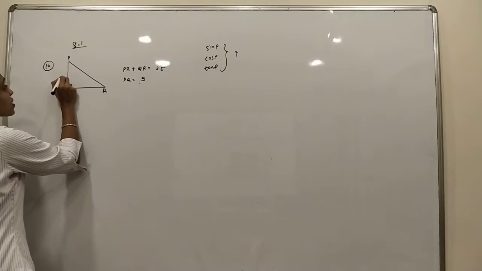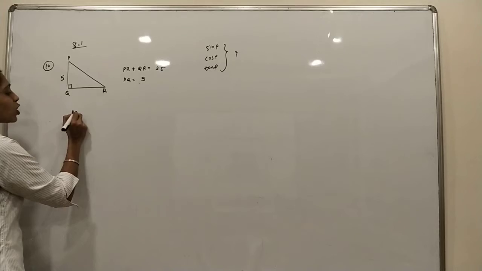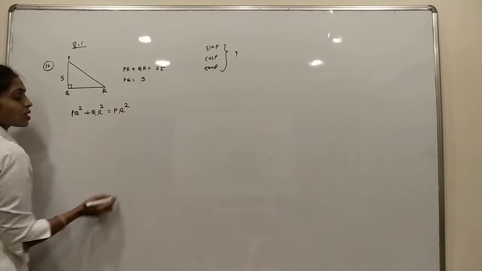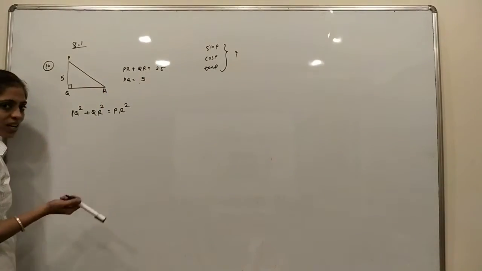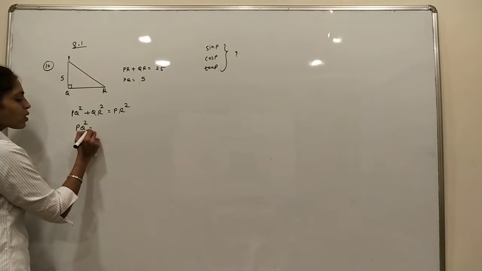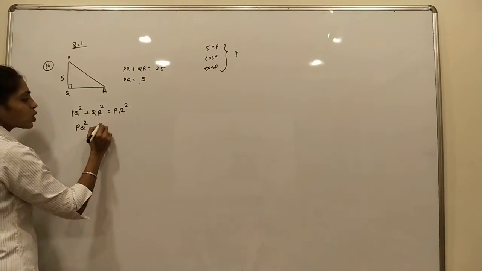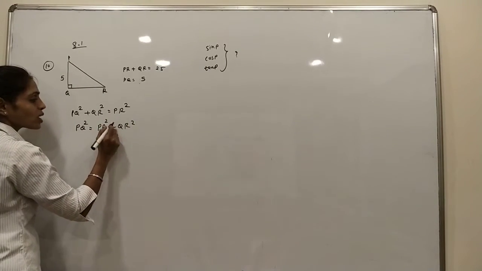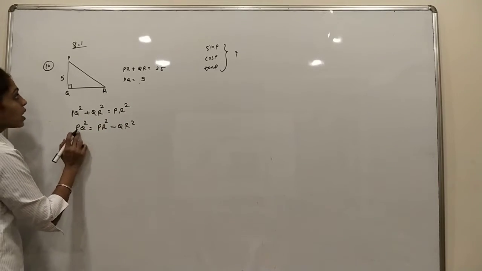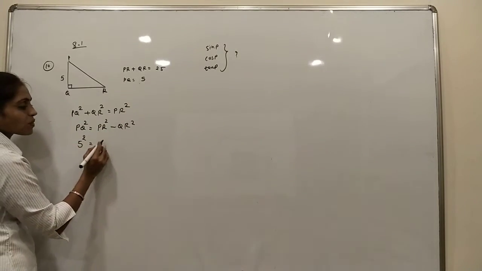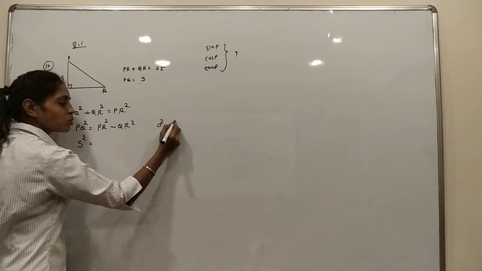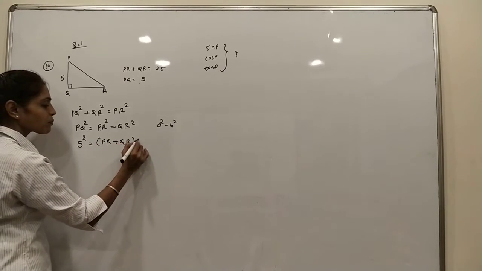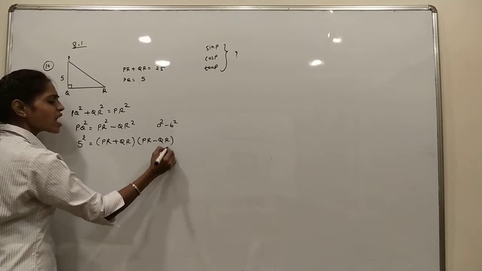Now PQ is 5. Now PQ square plus QR square is equal to PR square. One value, PR plus QR is 25, is given. So PQ square, whatever the value is given, make that the subject. PQ square is equal to PR square minus QR square. And our side is 5, PQ is 5, the whole square. Now A square minus B square formula: without square, one time plus, one time minus. That is PR plus QR, PR minus QR.